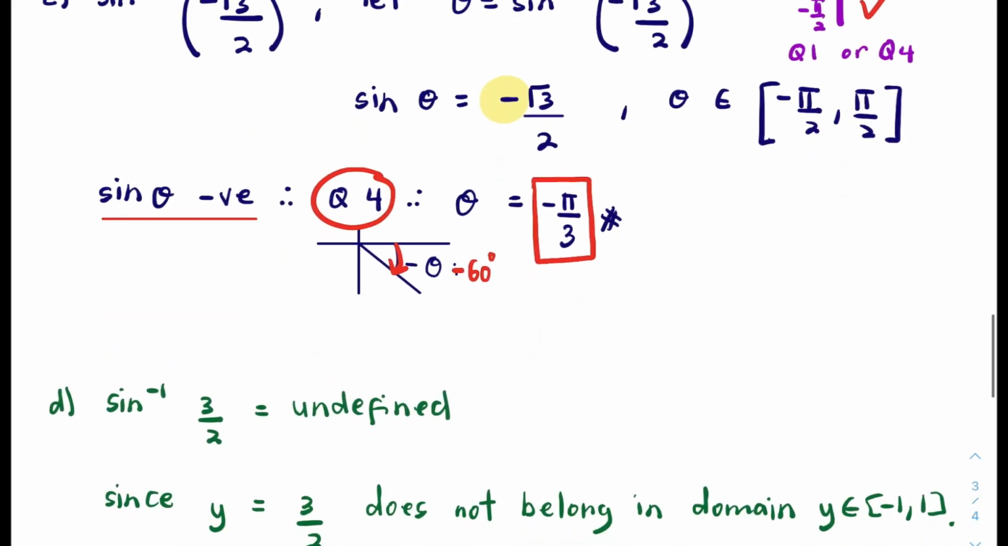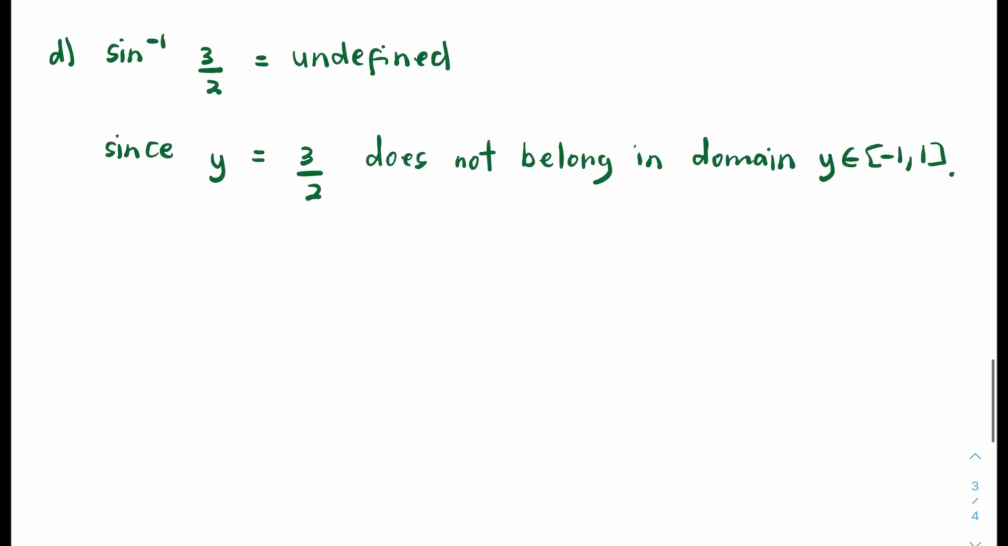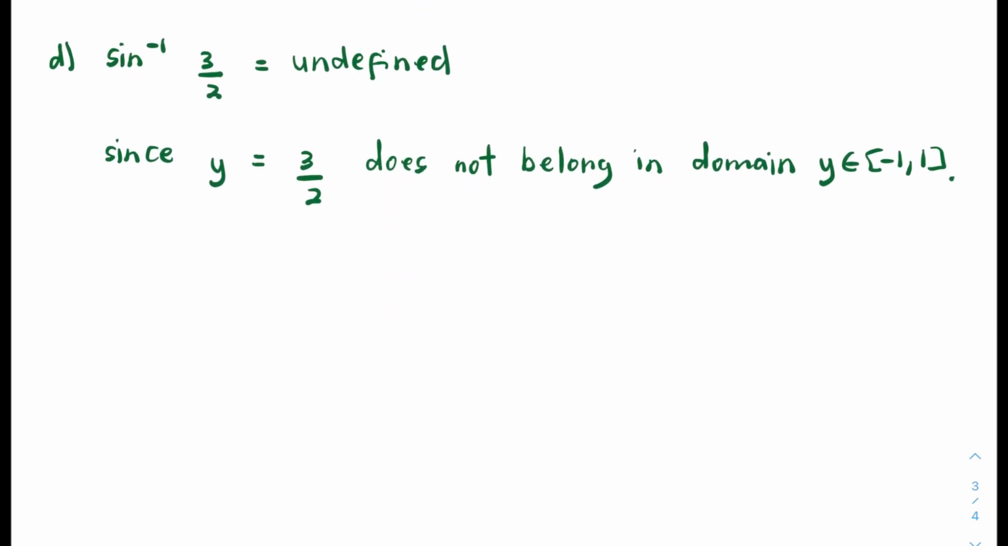Alright, the last one. Now over here, it's a bit tricky. It's not actually tricky. You just have to know that when you have sine inverse of 3 over 2, this would give you undefined. The answer will be undefined. The question is why?